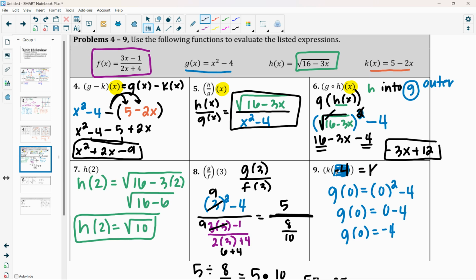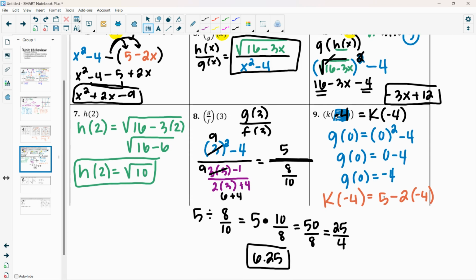So ultimately what I then need to do is k of negative 4. So now we're going to go to the k function and plug in negative 4. And the k function is 5 minus 2 times x. X in this case is negative 4 again. So then k of negative 4 is equal to 5 plus 8, since negative 2 times 4 is positive 8. So k of negative 4 is equal to 13. So the final answer is 13.